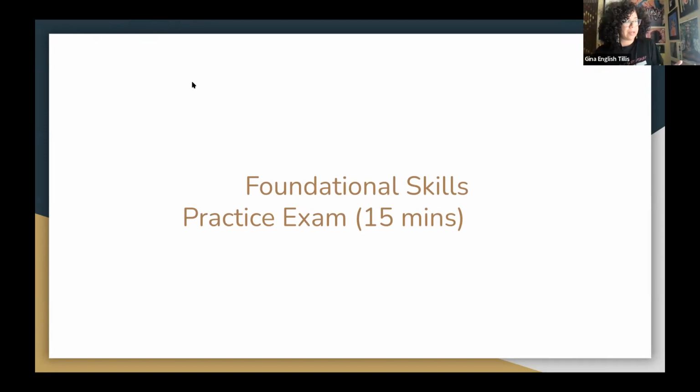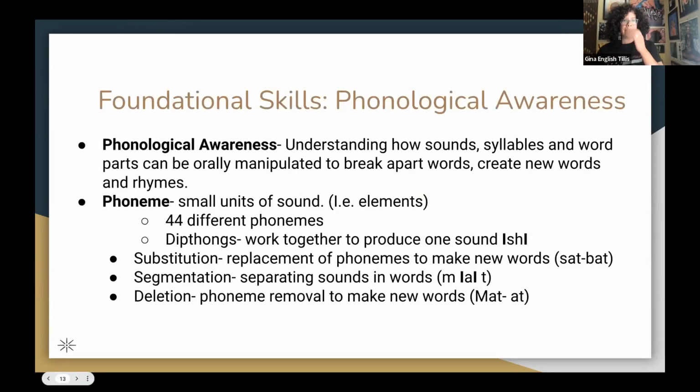I'm going to go ahead and start talking about the first part of this exam, which covered foundational skills. All right, so this particular portion of the exam really went over phonological awareness, understanding how sounds and syllables and word parts can be orally manipulated to break apart words, create new sounds and rhymes.